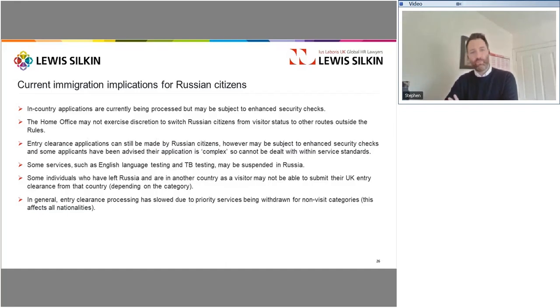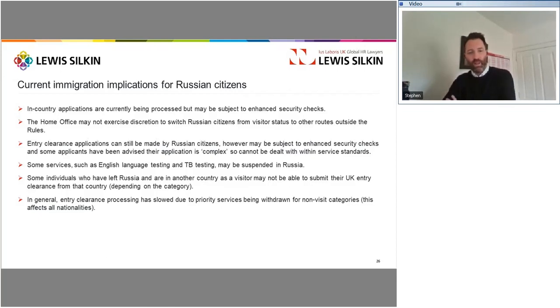In more practical terms, some services such as the English language testing and TB testing may be suspended in Russia. From our own practical knowledge, for the English language testing, it seems to be just impossible to get an appointment for IELTS in Russia at the moment. TB testing is still going ahead, but there are wait times of 4 or 5 weeks to get an appointment. And there seem to be similar wait times to get a visa appointment or a biometrics appointment at the visa application centres.